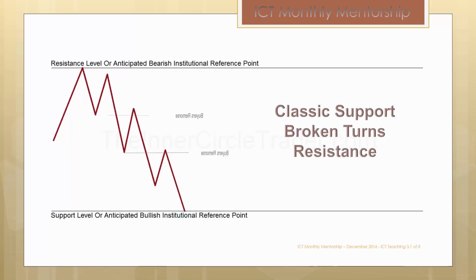When we have this in the marketplace, what we're seeing is the classic support broken turns resistance. Every time price moves back to an old low, what's actually happening is referred to as buyer's remorse. The buyers at the previous short-term low that saw a short-term pop in their favor, then eventually saw the market break below that low they bought at. When price gets back to that level, they're remorseful for buying it, so they bail.